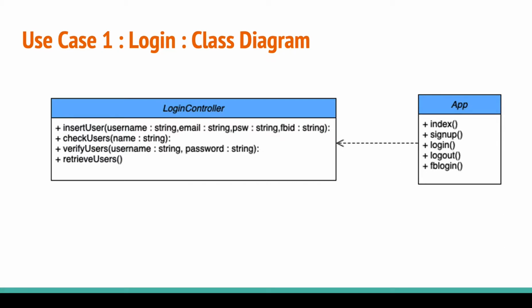For the use case login class diagram, we are mainly using the login controller, which is our controller file that have various methods such as the insert user, check user, verify user, and the retrieve user. These functions help to authenticate the user and add a new user, remove a user, etc. And this is being displayed in the app boundary class.